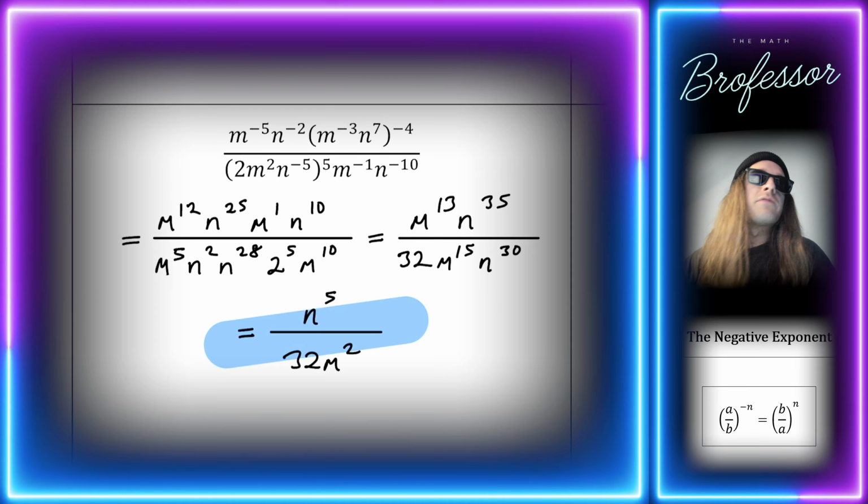Negative exponent property 3. And again, what's cool about exponents is it doesn't matter what order you do the properties in. Most of these problems have several paths to the answer.